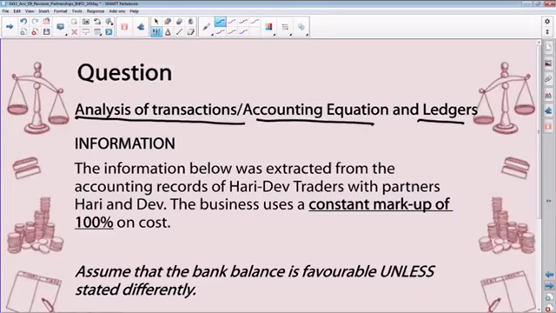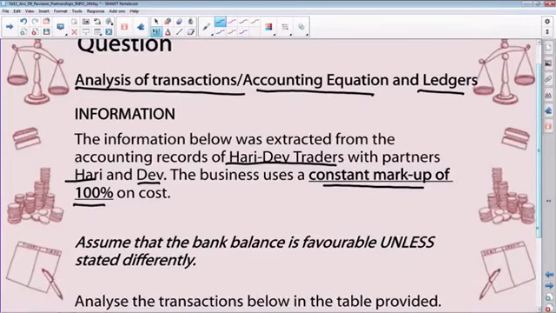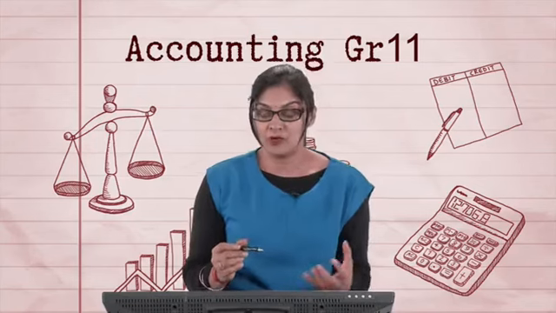Right, the information that we have in front of us, the following information was extracted from the accounting records of Hari Dev Traders with partners Hari and Dev. The business uses a constant markup of 100% on cost. Okay, right, let's read on. Assume that the bank balance is favorable unless stated differently. So remember, guys, this is absolutely important. This is critical information.